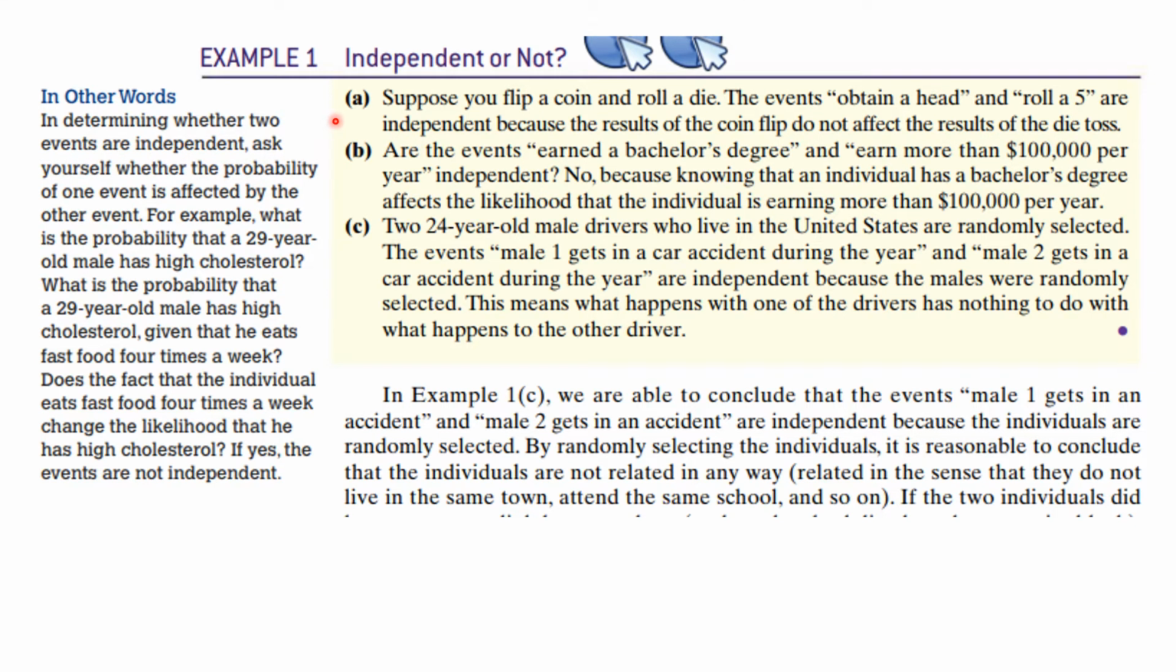Let's look at some examples. Suppose you flip a coin and roll a die. The events obtain a head and roll a 5 are independent because the results of the coin flip do not affect the results of the die toss. Are the events earned a bachelor's degree and earned more than $100,000 per year independent? No, because knowing that an individual has a bachelor's degree affects the likelihood that the individual is earning more than $100,000 per year.